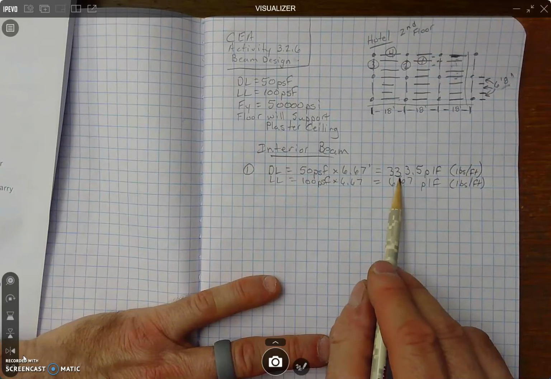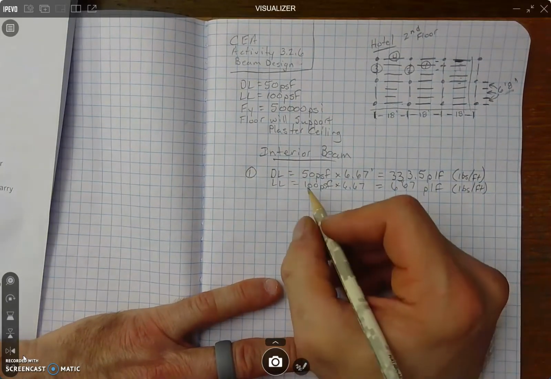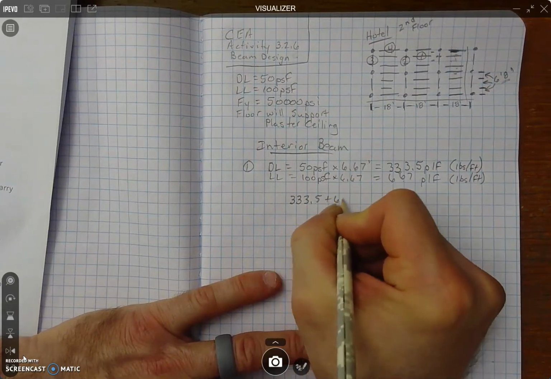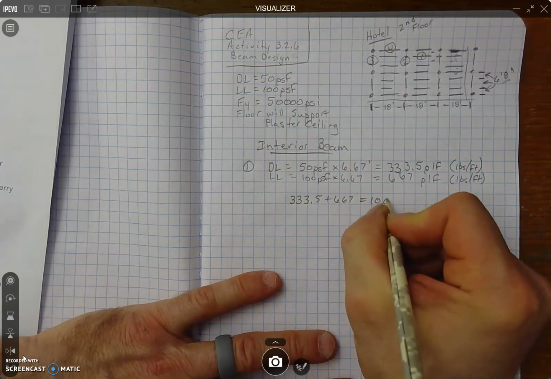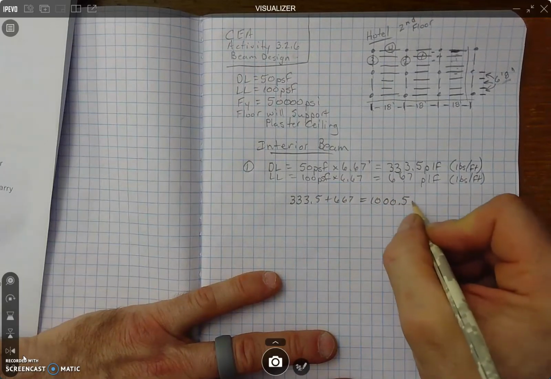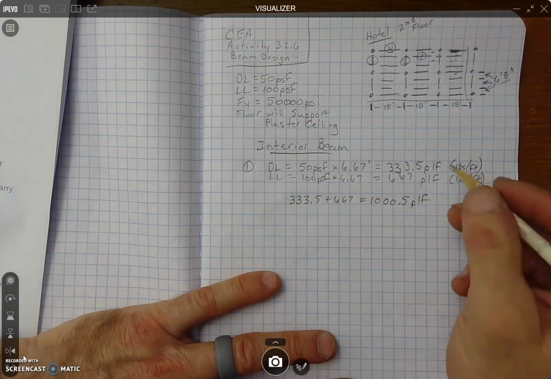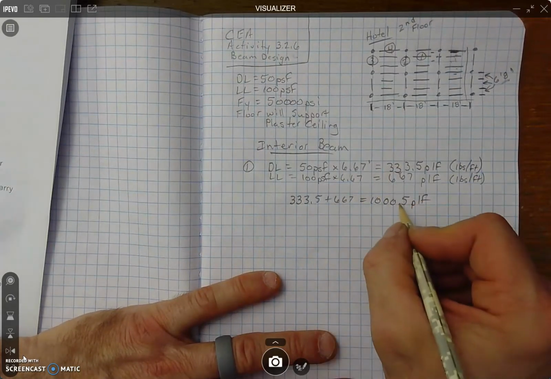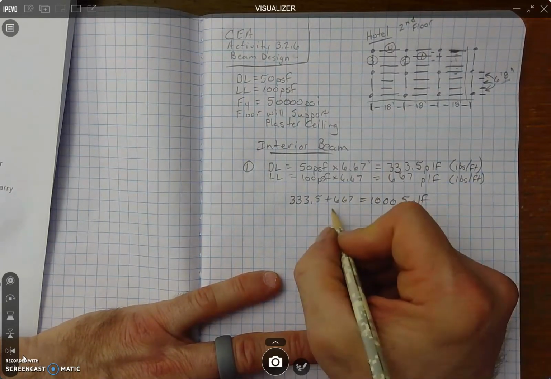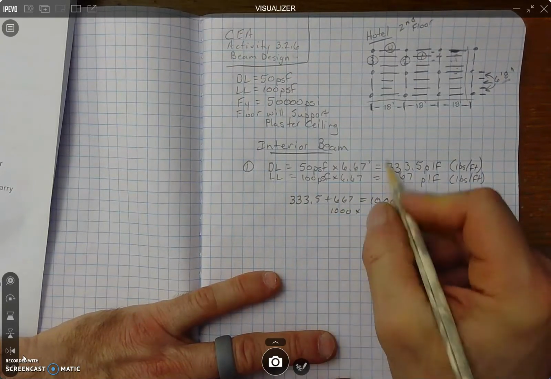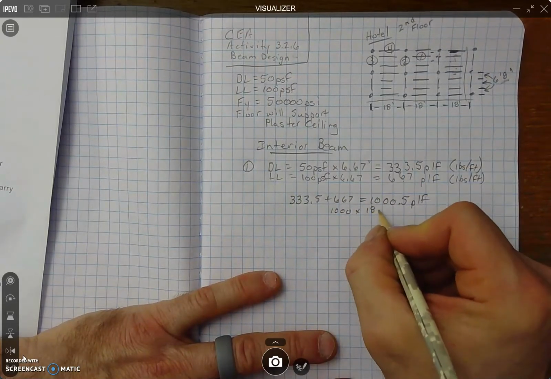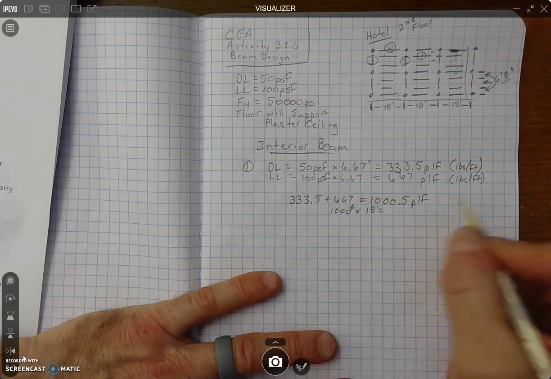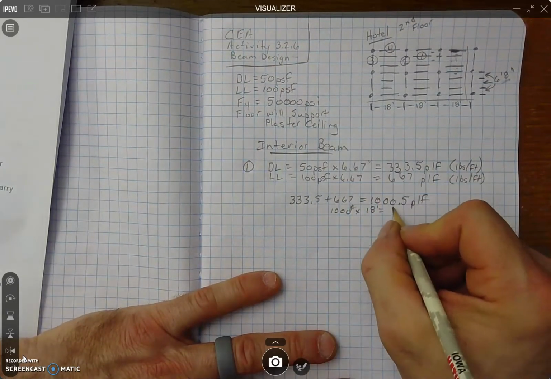So what you have to then do is add these together, and it comes out to 1,000.5 pounds per linear foot. That's per linear foot, so how long is our beam? I'm going to round this to 1,000, and our beam is 18 feet long. So our total load here is 18,000 pounds.